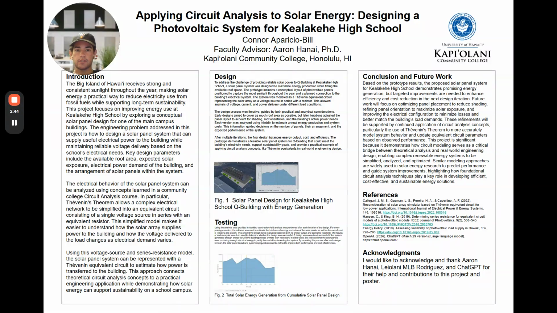Each version was analyzed using Aladdin to estimate annual energy production and system costs. This information guided decisions on the number of panels, their arrangement, and the expected performance of the system. After multiple iterations, the final design balances energy output, cost, and efficiency. The prototype demonstrates a feasible solar panel system for Q building that could meet the building's electrical needs, support sustainability goals, and provide a practical example of applying circuit analysis concepts like Thevenin's equivalence in real-world engineering design.